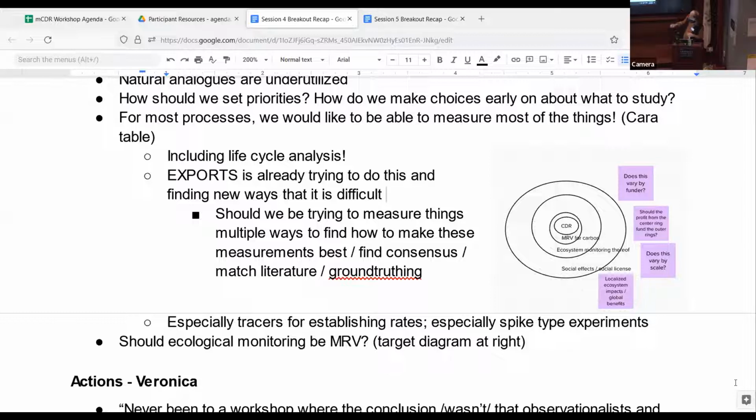Some of the stickies, one to point out is, should the profit from the center ring fund the outer ring? So how do you end up doing that? And that included some of the ecosystems monitoring, but certainly the social and other issues. So that was something we got into, might not be part of our purview, but kind of interesting stuff. Thank you.